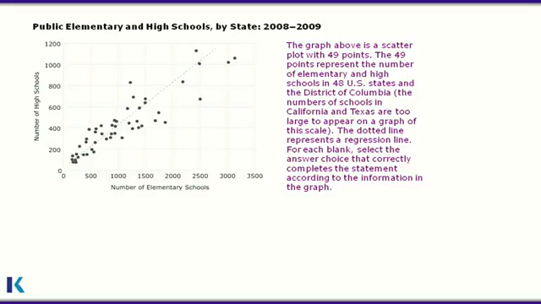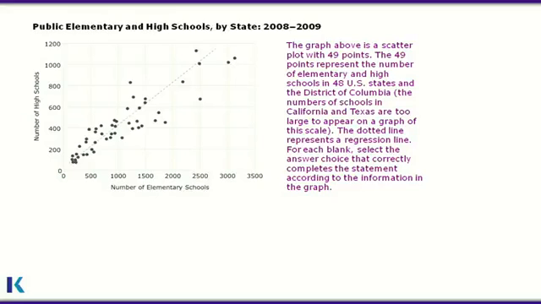You see that elementary schools are plotted along the x-axis and high schools along the y-axis. In this case, both axes begin at 0, but again the scales of the two axes are different. The axis for elementary schools increases in increments of 500, while the axis for high schools moves up more slowly in increments of 200. Looking at the points with these increments in mind, you can see that the states generally have more elementary schools than high schools.